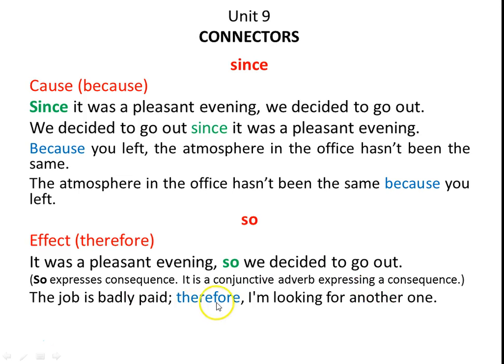And the same happens with the connector therefore. It joins two independent sentences. The job is badly paid. I am looking for another one. But therefore, in this case, is used after a semicolon, and after therefore you have to use a comma. The job is badly paid, semicolon. Therefore, comma, I am looking for another one.